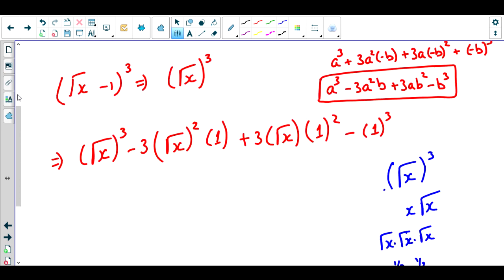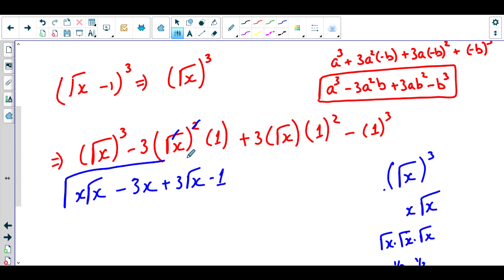x. X cube can be written as what? X under root x. Minus, square and under root can cancel, so it will be minus 3x. There is nothing we can do about this, it's 1, so we have plus 3 under root x, and minus 1 cube will be minus 1. So we expanded it and we got this expression. I hope it's clear.